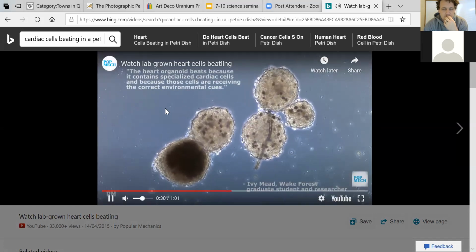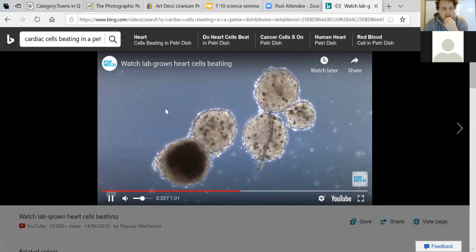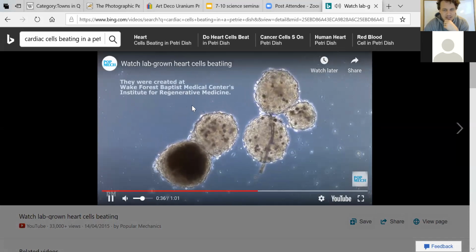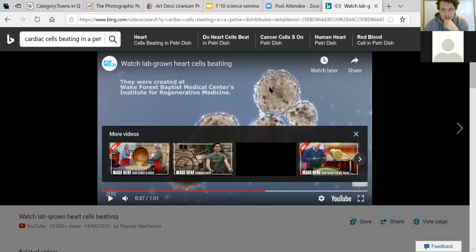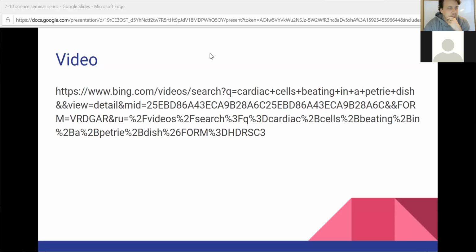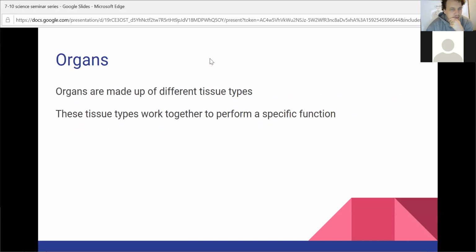So we put the right things together and we can make beating heart tissue. But that's not an organ. It's simply a collection of cells working as tissue. I mean, it looks really cool, but it's not an organ.